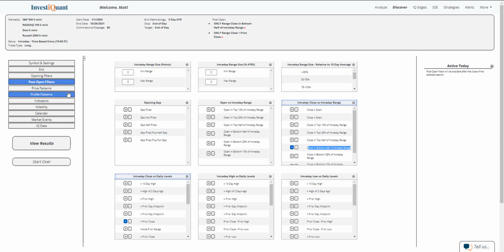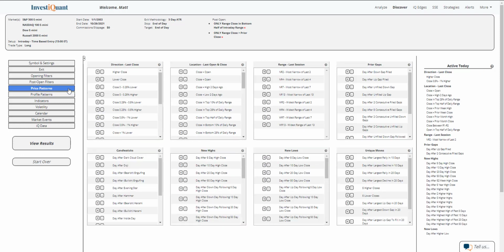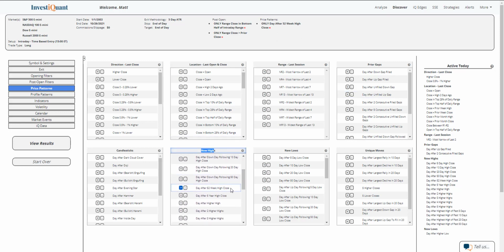Next, I can go to the price patterns library, and I can say that yesterday closed at a 52-week high close. I'm going to grab that from the active today section. This section is telling you what is true for today's session based on what happened yesterday. So in the new highs, there is day after 52-week high close right here. I'm going to click on that. When I click on it, it'll add it to the test. It comes from this new highs category, and if I scroll down here just a little bit, you will be able to see it. It's selected as equals there.